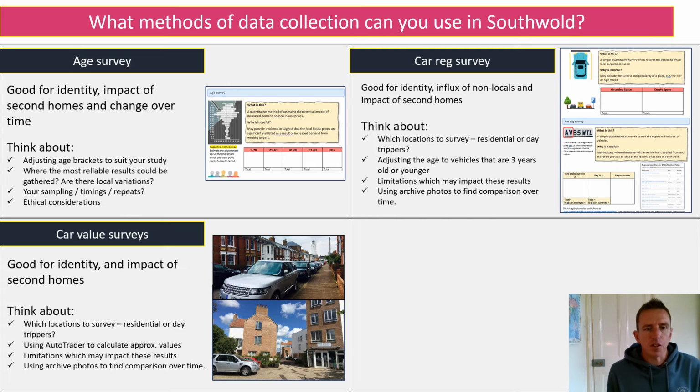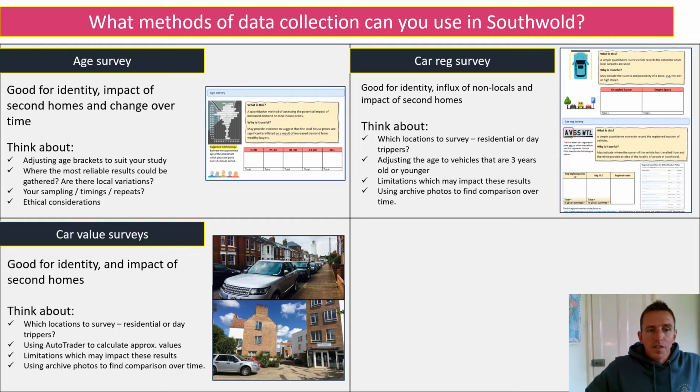Other things that you could do in terms of looking at cars is, if you make a note of the age of the vehicle by using the registration plate, and you make a note of the make and the model of the vehicle, you can actually go onto websites like Auto Trader and work out the approximate average value of that vehicle. One of the things that is pretty evident in Southwold, particularly in the summer months, is that there is almost this kind of influx of 4x4s, sports cars, big SUVs, and just really nice, obviously expensive vehicles.